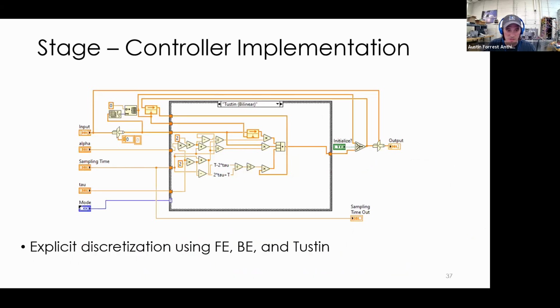Diving into one of those controllers specifically, this code came from Bridge and Tyler in the lab, and they explicitly do the discretization that we've learned in class. So this is the LabVIEW implementation of a difference equation, which is taking the continuous transfer function and then mapping it to its difference equation.